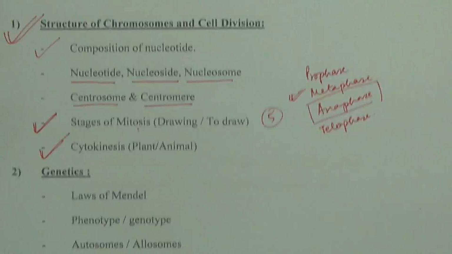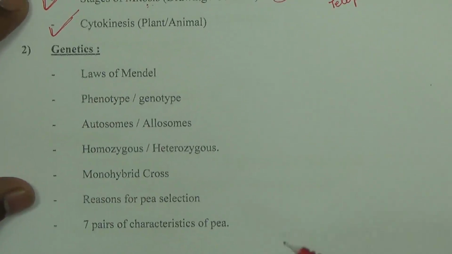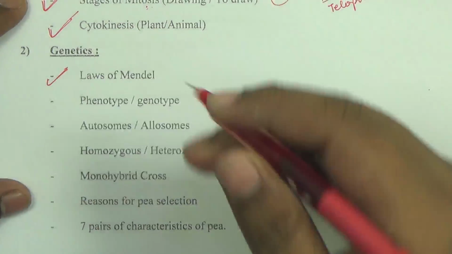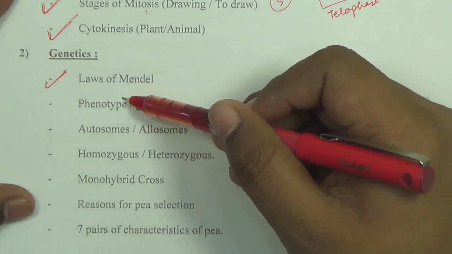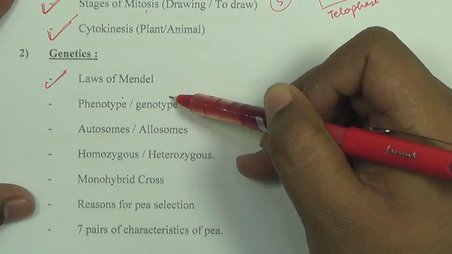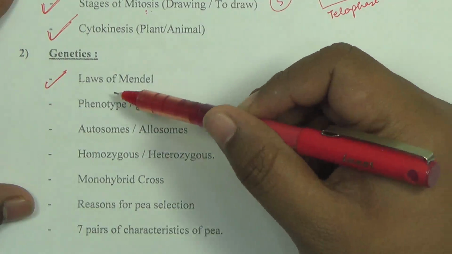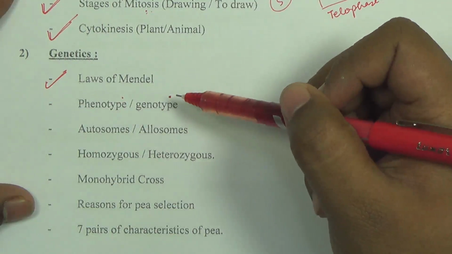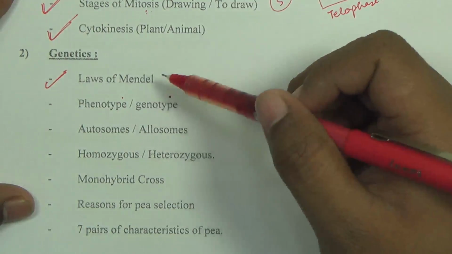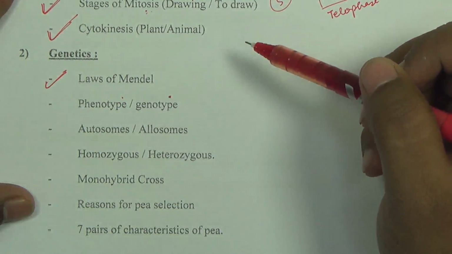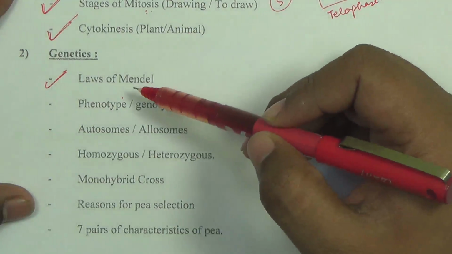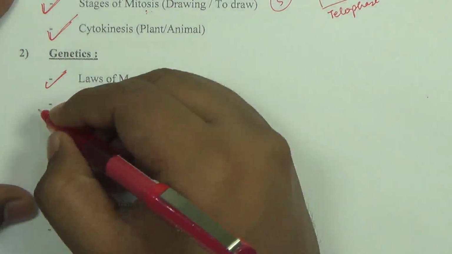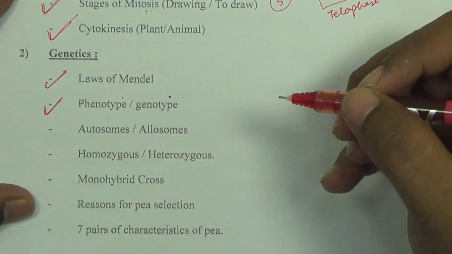Next we come to genetics. In genetics, the most important thing is you have to learn laws of Mendel. All the 3 laws you have to learn. Then you have to understand the differences between phenotype and genotype. Right? Now you have to understand that phenotype and genotype is different from phenotypic ratio and genotypic ratio. Ratios are something else, they are numbers. But what is a phenotype and what is a genotype, they might ask you as definitions or as differences.